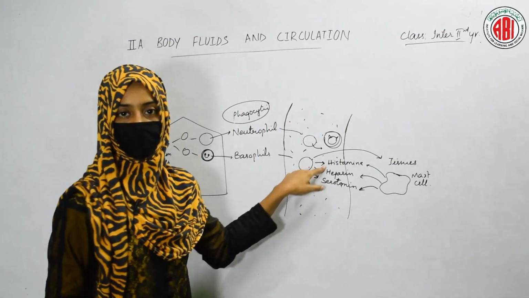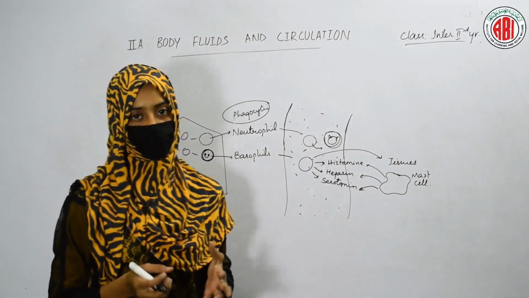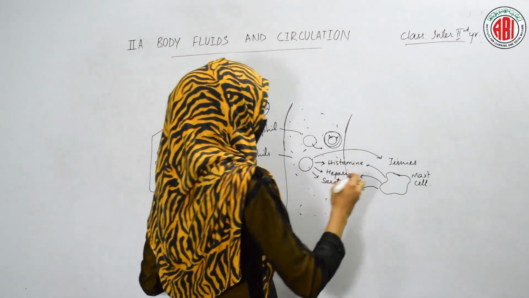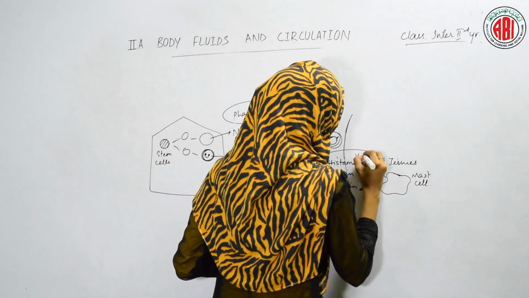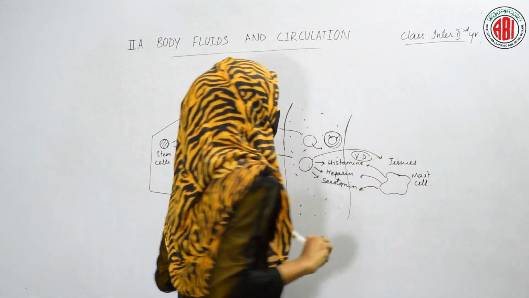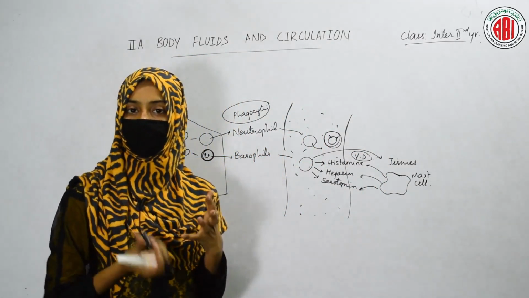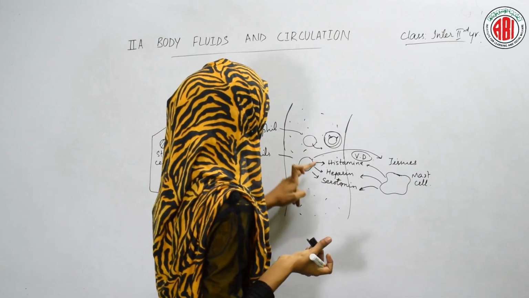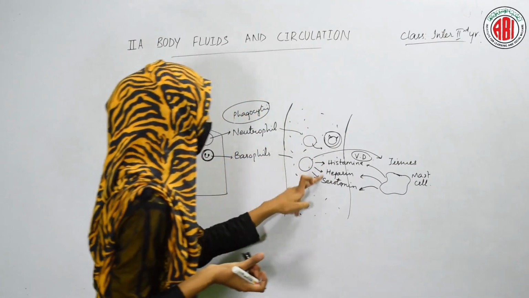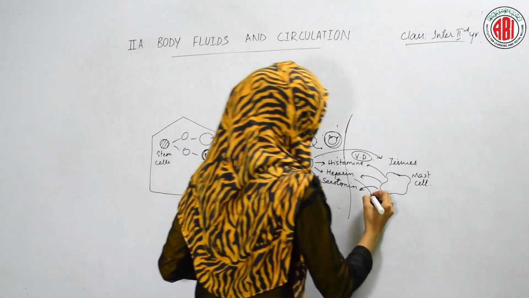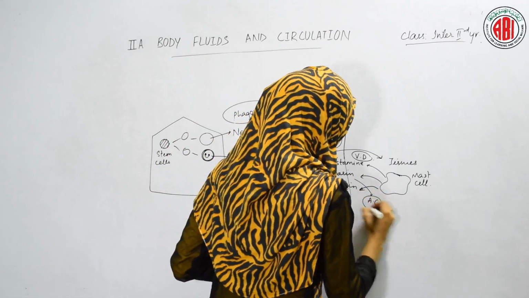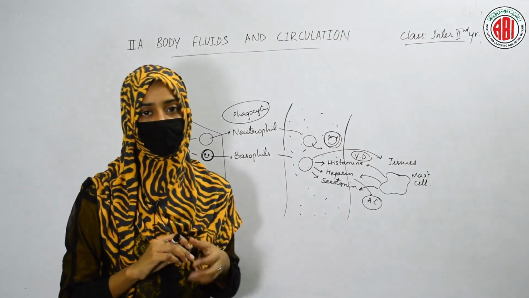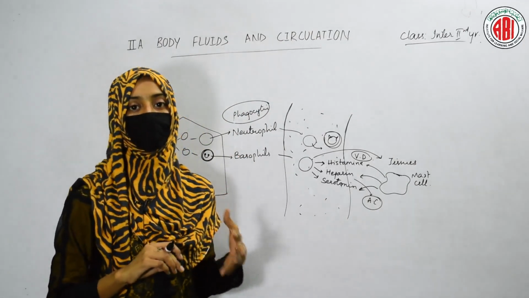Histamine is a chemical which is released during allergic reaction. Histamine is released by the mast cell and it acts as a vasodilator. Vasodilation, the blood vessels become swollen. So this is how vasodilation takes place due to the release of a chemical called histamine. Heparin is a chemical which acts as an anticoagulant. Anticoagulant means it prevents coagulation, it prevents blood clotting.